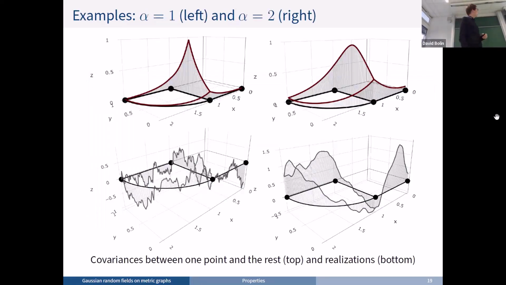Right, so here you have two examples of this. This is on a simple graph with just four edges and four vertices. At the top, I'm showing the covariance function, or specifically the covariance of the process at this point with all other points in the graph. This is for alpha 1 and for alpha 2. That's how the covariance functions look. And down here, you see corresponding realizations, and visually you see that the alpha 2 case looks smoother than the alpha 1 case.